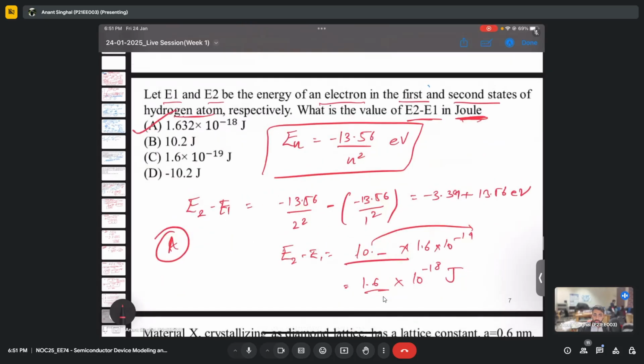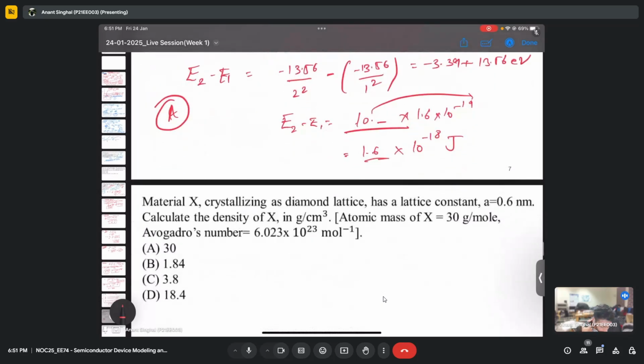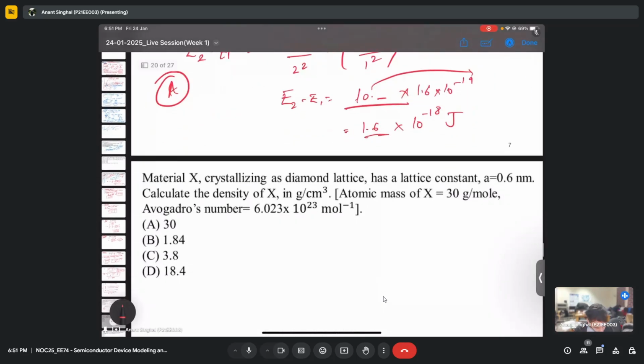Is it clear to everyone? This is a very basic problem. Any doubts? No, sir. Okay, so I guess we can move ahead. I'll talk about more of the band formation theories in the next lectures, but there is one more topic, that is crystal structures and Miller indices, so we'll cover that.